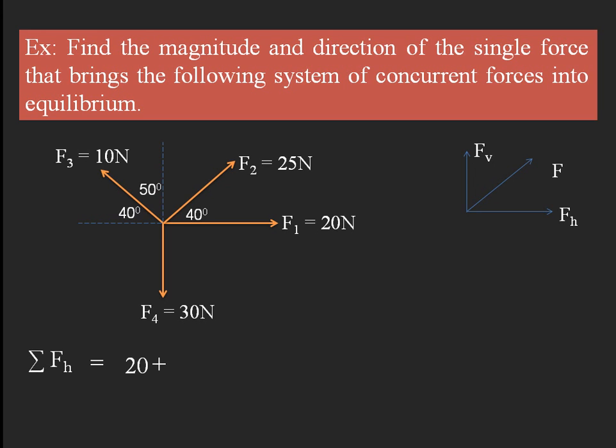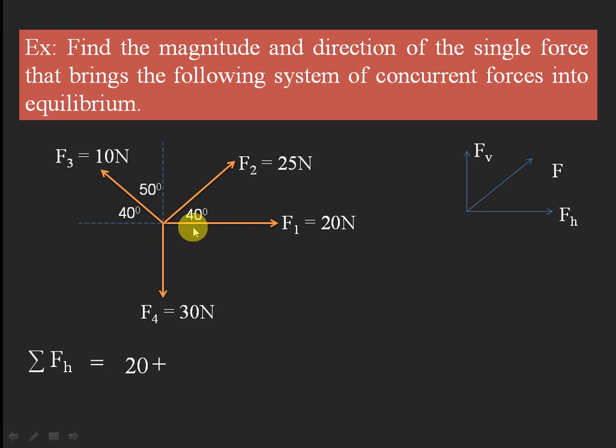And next, plus, we need to take the horizontal component of F2. F2 is acting at an angle of 40 degrees. So the horizontal component will be F2 cos theta. That means it will be acting along F1. The resolution was already explained in previous videos. Please go through those videos to see how to resolve one force into two components.